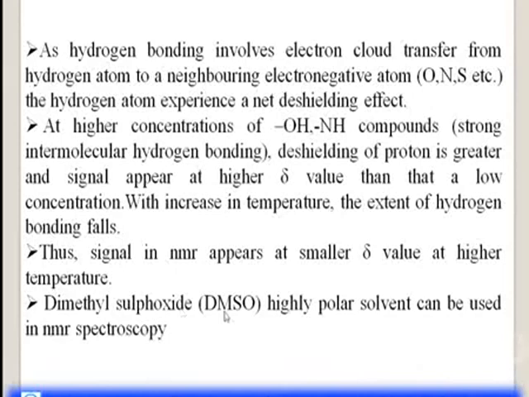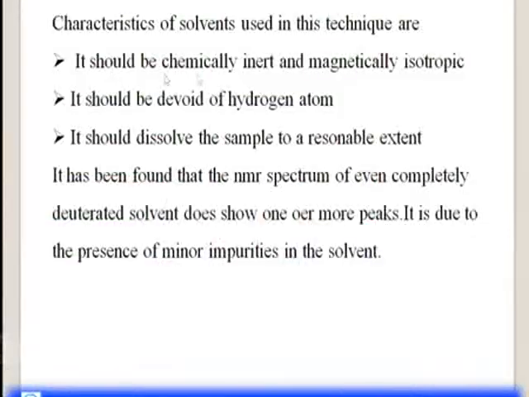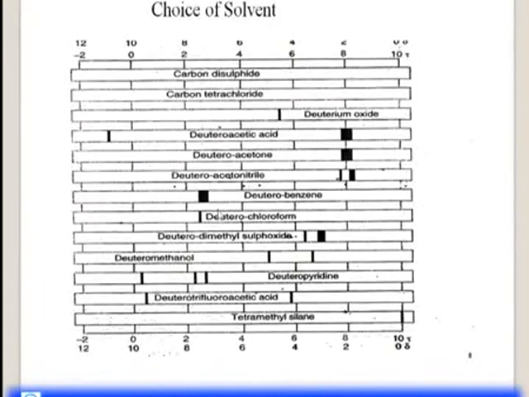Dimethyl sulfoxide, that is DMSO solvent, is a highly polar solvent and can be used in NMR spectroscopy. What kind of characteristics should a solvent have? It should be chemically inert, magnetically isotropic, devoid of hydrogen atoms, and should dissolve the sample to a reasonable extent. It has been found that the NMR spectrum of even a completely deteriorated solvent shows one or more peaks. It is due to the presence of minor impurities in the solvent.